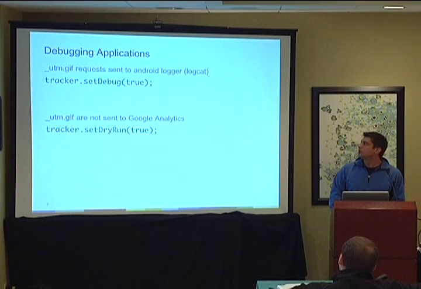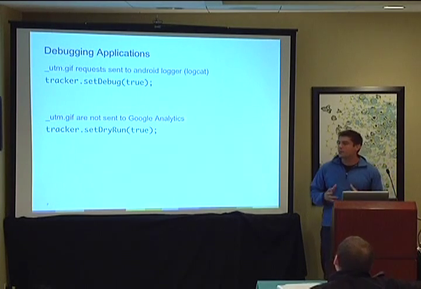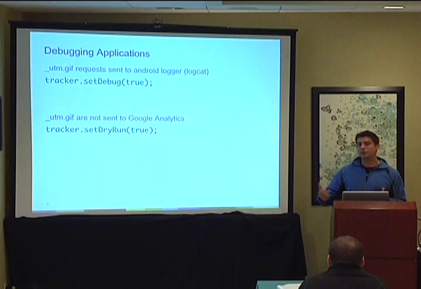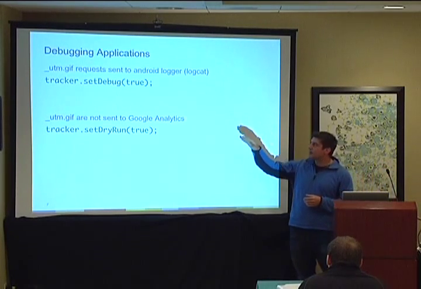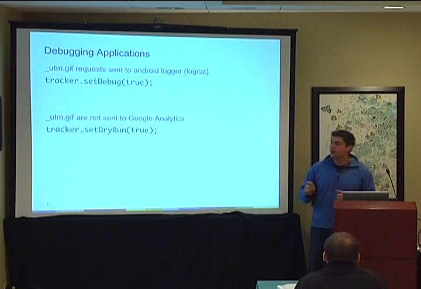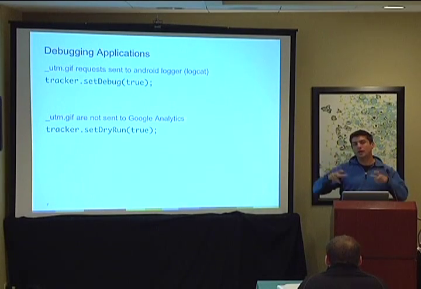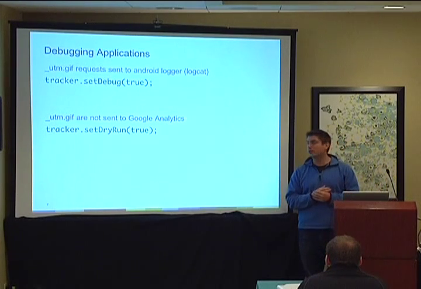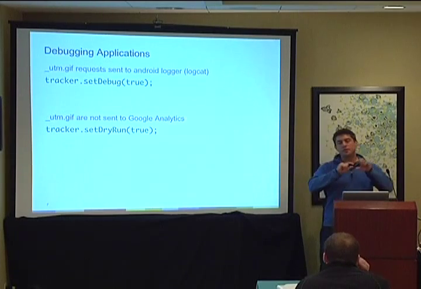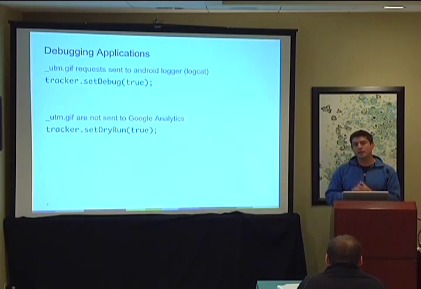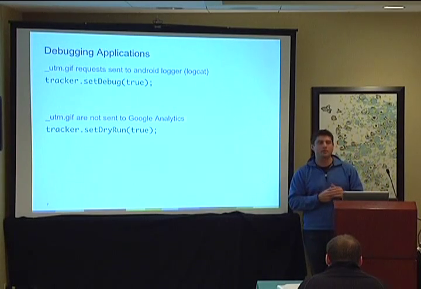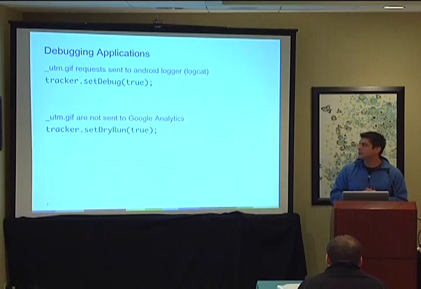Debugging applications. One of the things is, when you're building the application, you want to figure out when you are actually sending data to Google Analytics. So we create this debug value, and when you set it to true, all the requests that are sent to Google Analytics are actually logged. Android comes with a logger built in, and you can log anything to a standard logging utility. When this is set to true, all the UTM GIF requests are logged in this logger utility. So what people generally do is set this to true when they're debugging before they go into production, to make sure all the different buttons are actually sending the events that they want them to send. That's how a lot of people do the test.